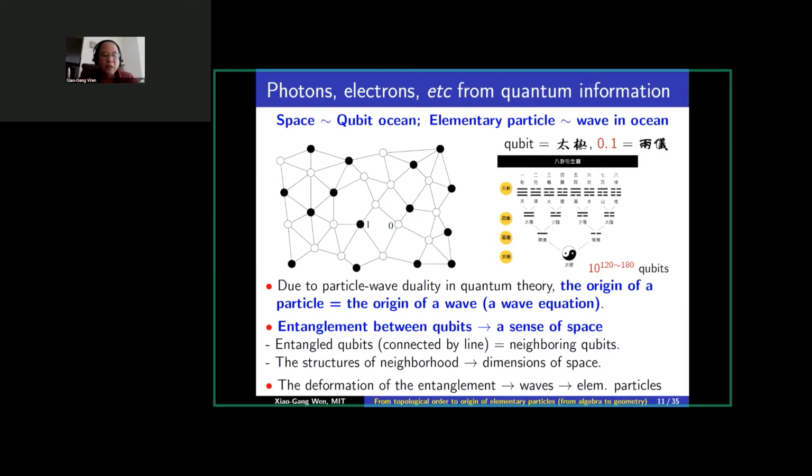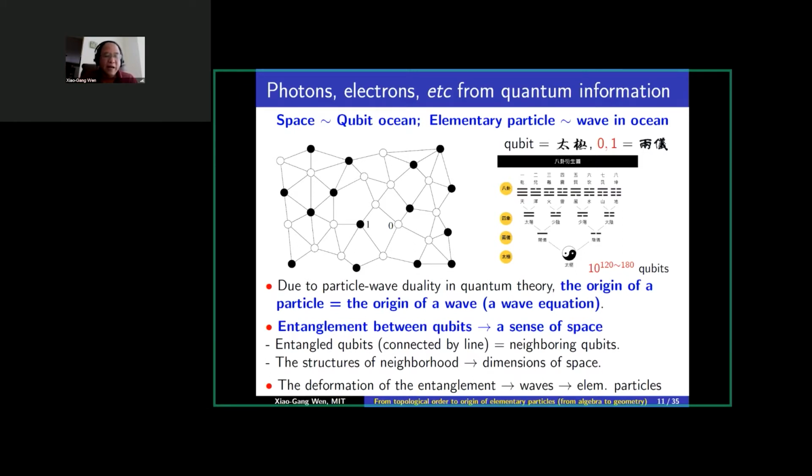Okay. But once we have this qubit ocean, then we can understand how elementary particles arise from quantum information. Because according to quantum mechanics, a particle is basically a wave. So the origin of a particle corresponds to the origin of a wave. And when you have a qubit ocean, these qubits may fluctuate. So 0 and 1 can change. And this fluctuation of qubits in the qubit ocean gives rise to the wave, and that wave corresponds to our particles.